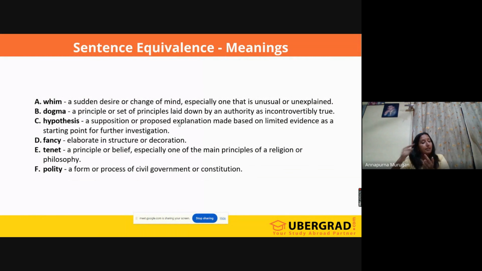Then hypothesis is some kind of imagination, okay? Where we have very limited evidence to prove that imagination or whatever we think. Fancy is something very decorative, elaborative, but tenet is again some kind of belief or a principle. And polity is like a constitution or government. See, by doing one question, you learned the question idea, how to break the question down, but also you learned 6 words here, isn't it? This is how you need to practice.